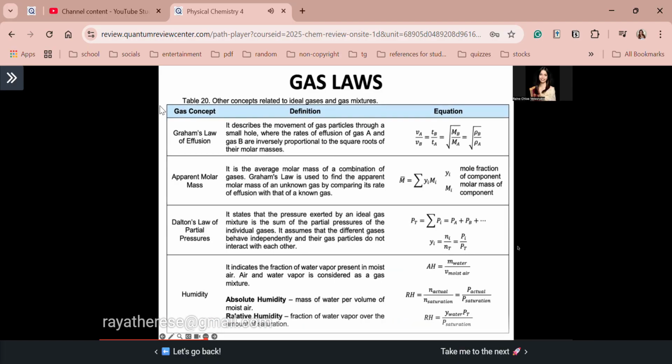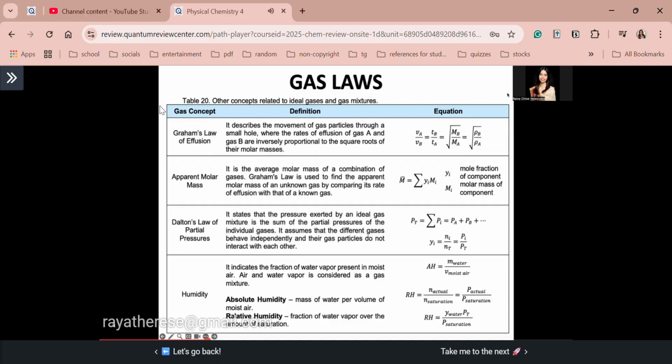Now let's move on to these concepts related to ideal gas and gas mixtures. Now let's start with Graham's law of effusion. So it describes the movement of gas particles. So let's say we have two gases, A and B, passing through a small hole. So guys, when you say effusion, it is the movement of gas particles through a small hole. The rates of effusion of gas A and gas B are inversely proportional to the square roots of their respective molar masses.